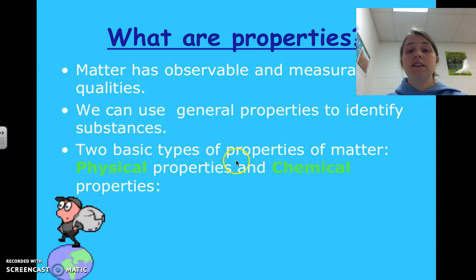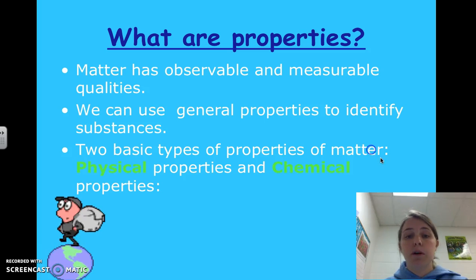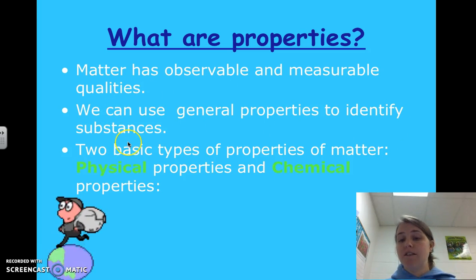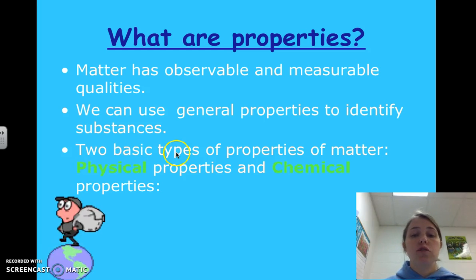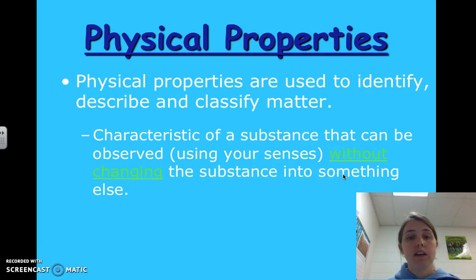So what are properties? Properties are observable and measurable qualities. We can use general properties to identify substances. Two basic types of properties of matter are physical and chemical. Physical properties are used to identify, describe, and classify matter. These are characteristics of a substance that can be observed without changing the substance into something else.